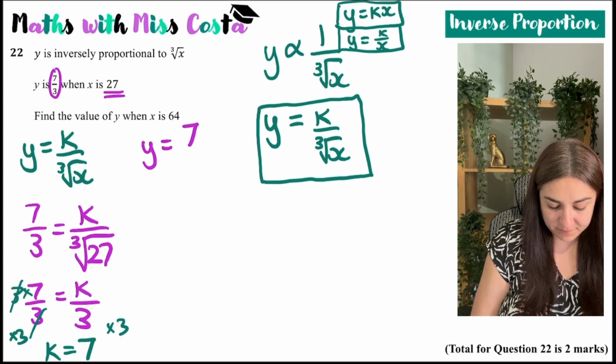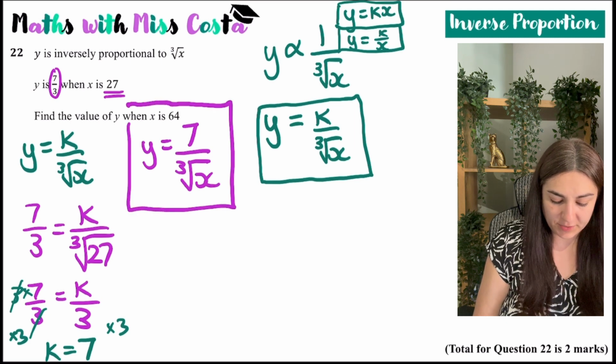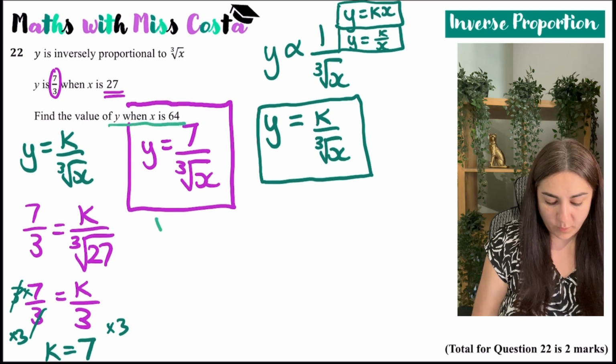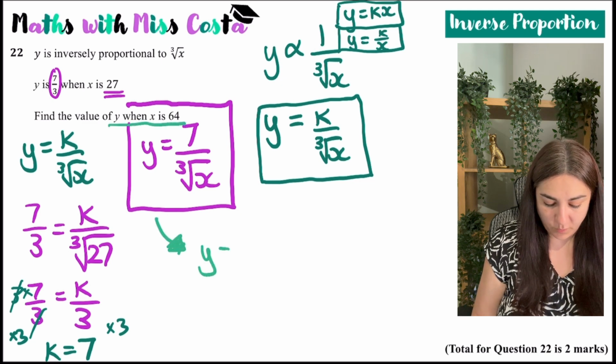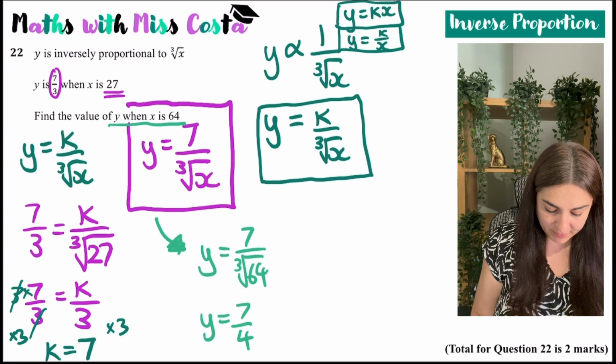So if k is 7, then y equals 7 over the cubed root of x. This is my general formula that I can use to work out any term. So I need to find the value of y when x is 64. So y is going to be 7 over the cubed root of 64. And what is the cubed root of 64? 4. So 7 over 4.